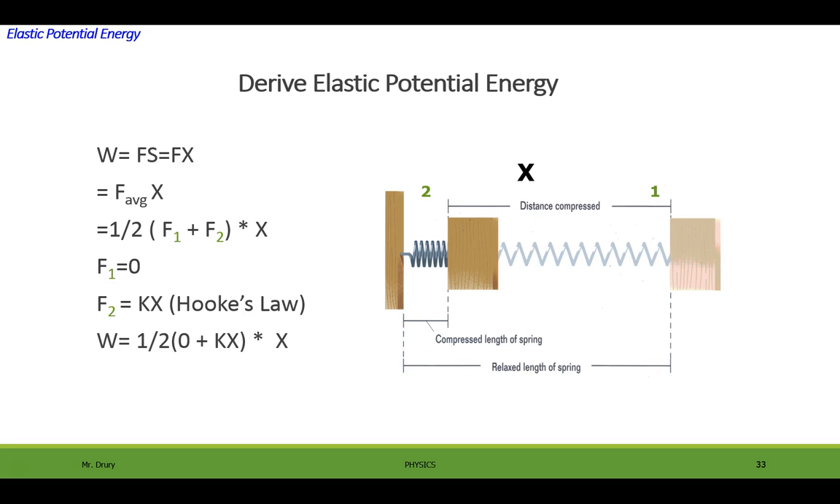So, what would be the work done then? Well, force 1 is 0, force 2 is kx, and 1/2 to take the average, and you're going to multiply that by x, which is a distance. And you end up with the work is equal to 1/2 kx squared. And we define that work that's stored in the spring now as elastic potential energy of the spring. Okay? So let's do an example with it.